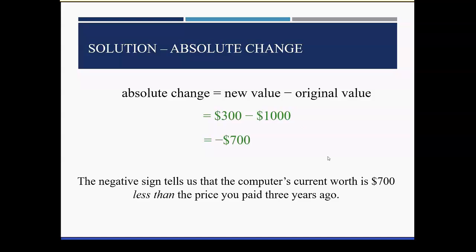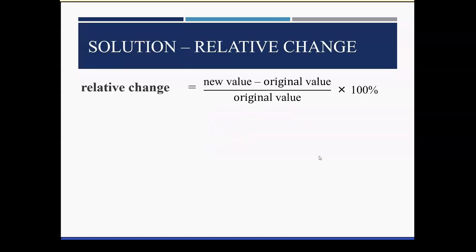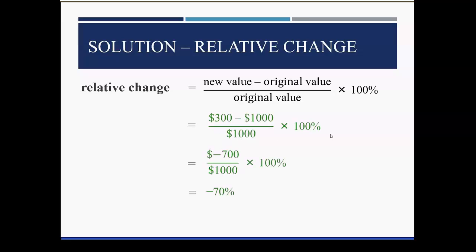All right. As a relative change, you're going to still plug in new minus old and divide it by the old. Whenever you're doing relative change, anything involving the word relative, you always want to divide by the second value that you've got here. And that gave me a negative 70%, which is a 70% decrease.